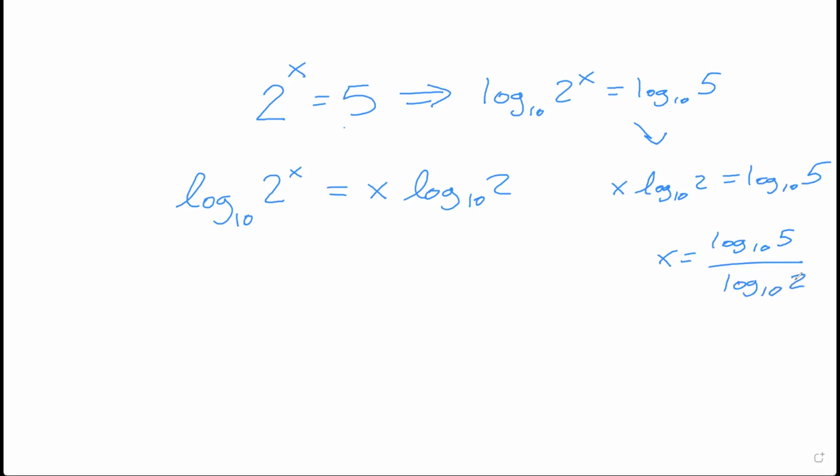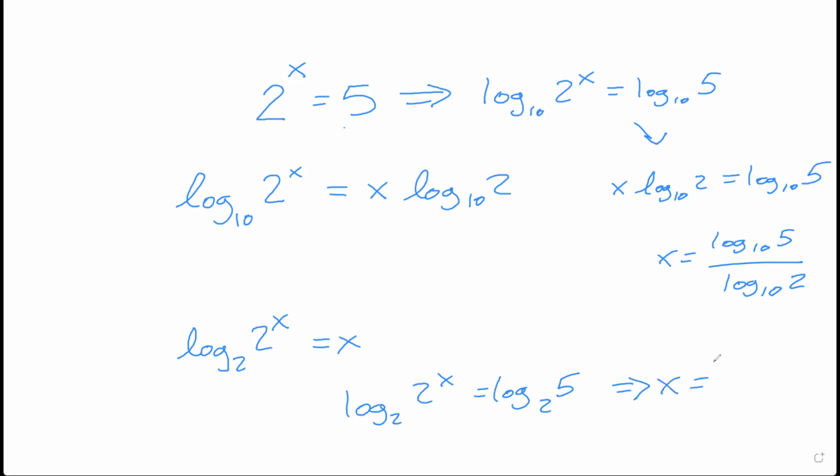Now, log base 10 or the natural log, all those are the normal logs. You can also do log base 2. So what is log base 2? Well, log base 2 of 2^x is just x. So if I did that to that equation, I'd have log base 2 of 2^x equals log base 2 of 5. So that's going to give me x is equal to log base 2 of 5.